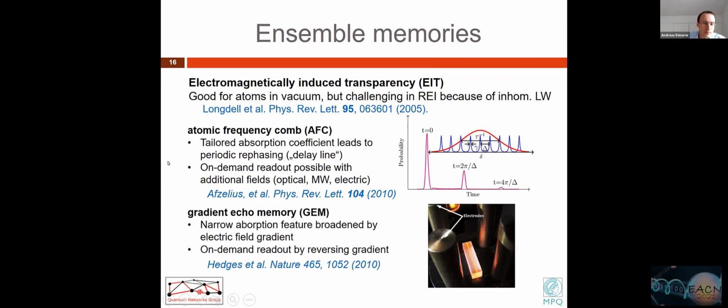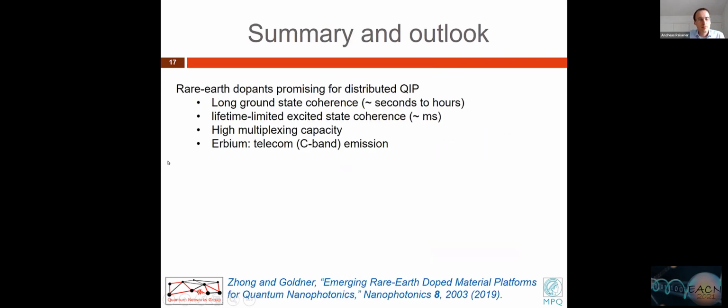So to summarize, I hope that I could convince you that rare earth dopants can be a very promising system for distributed quantum information processing or quantum networks. They have really exceptionally long ground state coherence times, so seconds for Kramers ions and hours for non-Kramers ions. Their excited state can have lifetime limited coherence, which is also important for optical interfaces. They have a very high multiplexing capacity, and one of them, erbium, also emits really at the C-band of optical communication, which is advantageous for long distance.